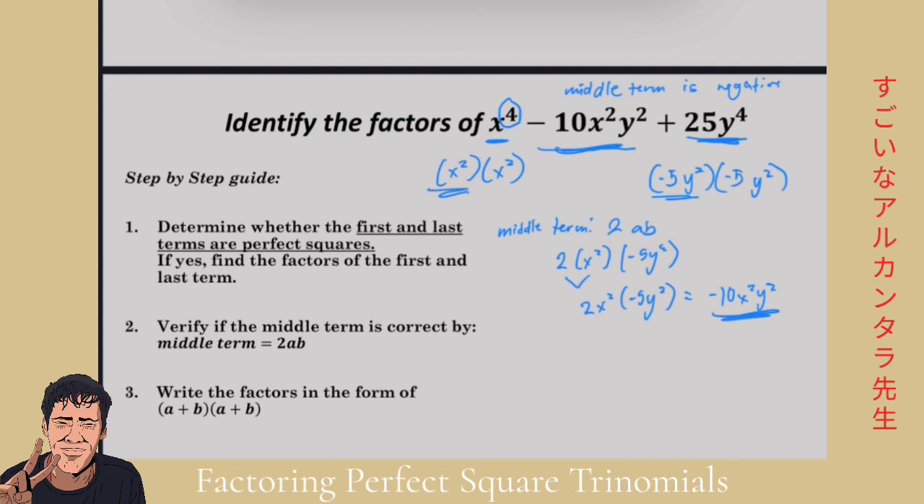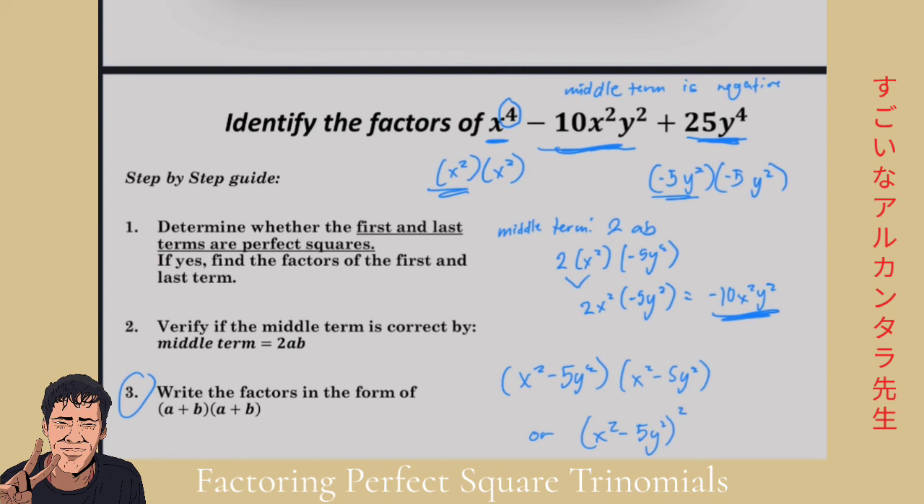So we can proceed with step 3. So this could be x squared minus 5y squared, and we'll multiply it also by x squared minus 5y squared, and you can also write it as x squared minus 5y squared, that quantity raised to the power of 2.